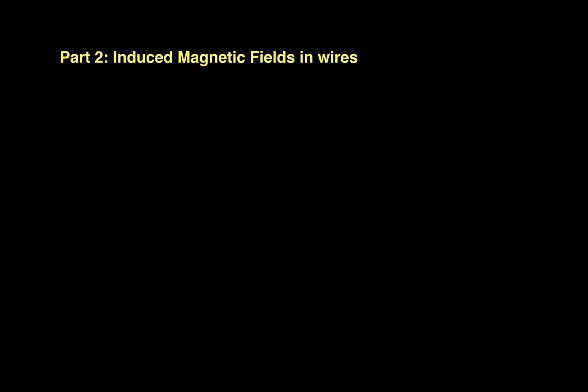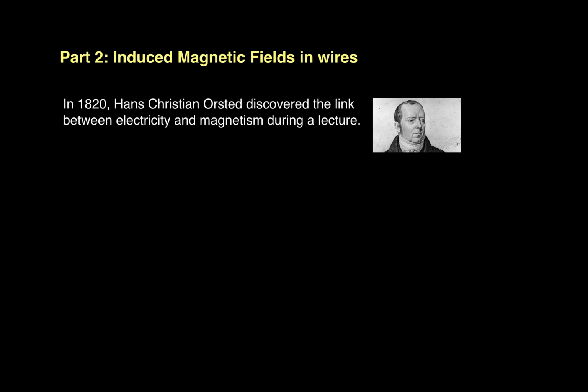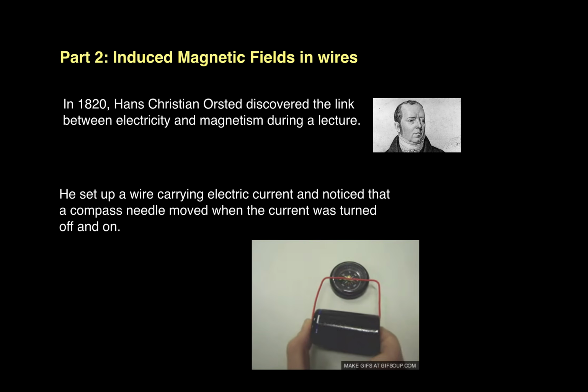Part 2. Induced magnetic fields in wires. In 1820, Hans Christian Ørsted discovered the link between electricity and magnetism during a lecture. He set up a wire carrying electric current and noticed that the compass needle moved when the current was turned on and off.